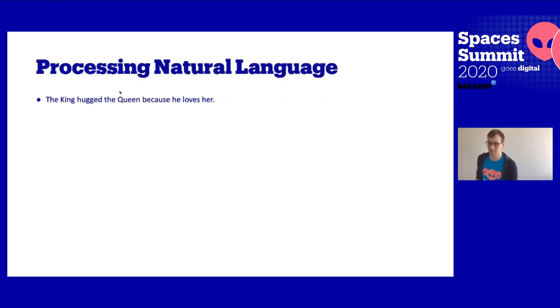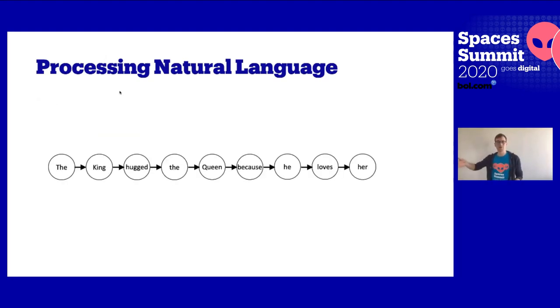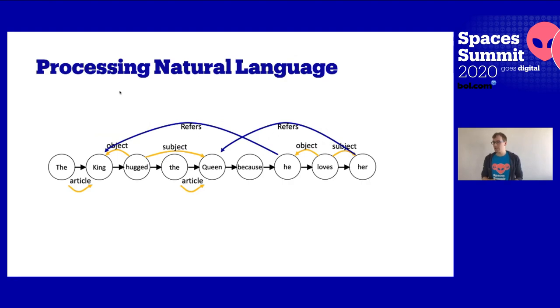And now for something completely different. The king hugged the queen because he loves her. These are words. You can turn this into a graph by saying, okay, every word comes after another word, but that's not very useful. So let's analyze this a little bit further using natural language processing. You can say, okay, hugging is a verb, and it connects the king and the queen in this way. And "the" is an article before king. Those kinds of things. You can also use entity recognition, so saying, hey, "he" refers to the king and "she" to the queen. So you can make this an even more complicated graph.